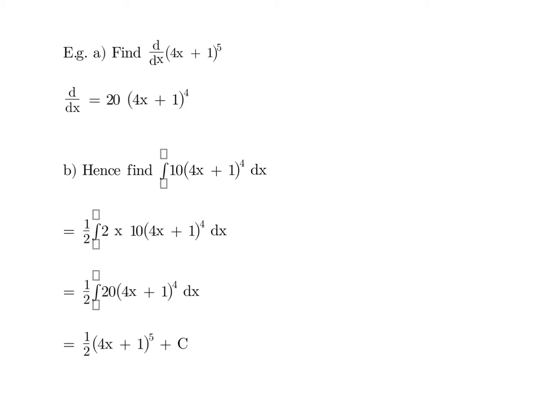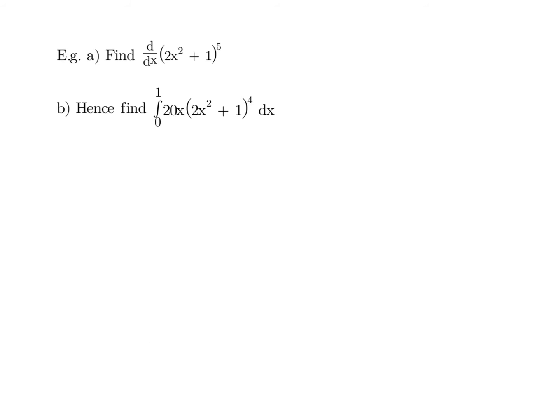So I will multiply by 2, but a reminder from our last video, if I multiply by 2, I've got to undo it out the front, so I have a half out the front. So I end up with a half of 2 times 10, 4x plus 1 to the 4. 2 tens are 20. So after the integral, I now have 20 outside of 4x plus 1 to the 4. And from part A, when I anti-differentiate that, I get back to 4x plus 1 to the 5, giving us my solution as a half 4x plus 1 to the 5 plus c.